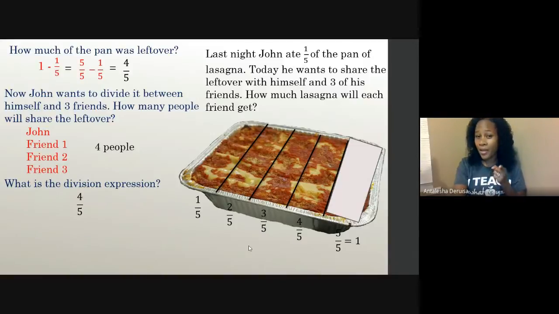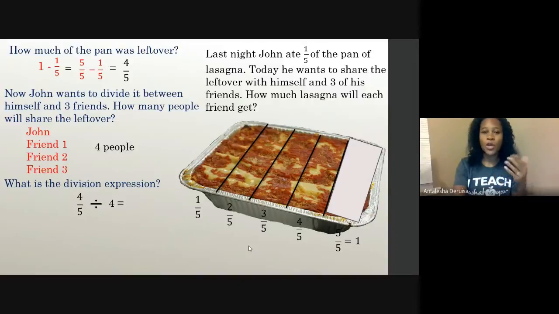And then we're going to take that 4/5 and we're going to divide it evenly between the 4 people that are going to share the leftovers, the pan. This expression will tell us how much each person will get. So since we cannot have division next to division, because remember 4/5 is a form of division, and then we have a division symbol, we don't want that next to each other.